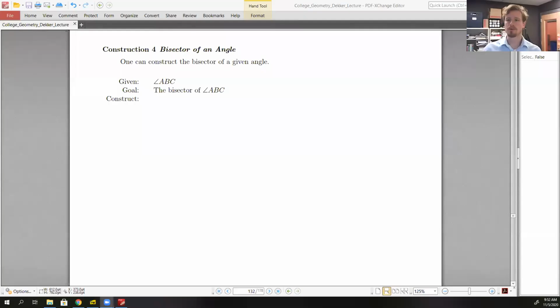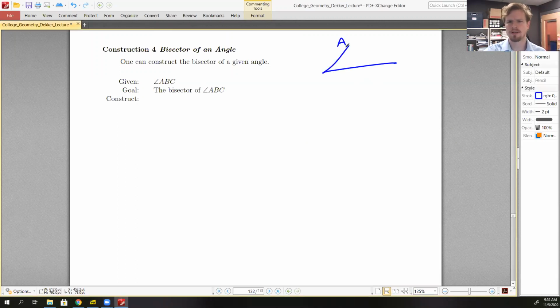Welcome back to geometry. For our next construction, we're interested in the bisector of an angle. Not perpendicular, we don't need perpendiculars anymore. So we want to construct the bisector of an angle. If we have some angle ABC, we want to construct the bisector of the angle.